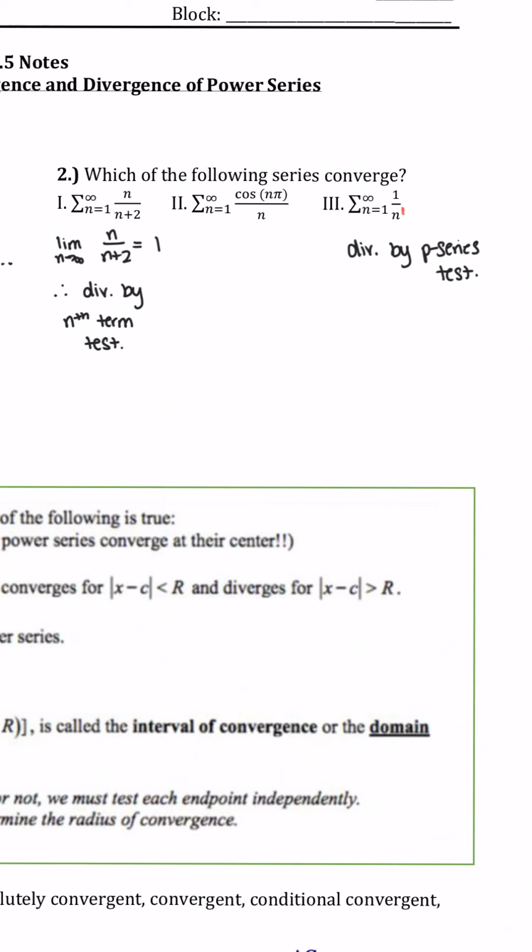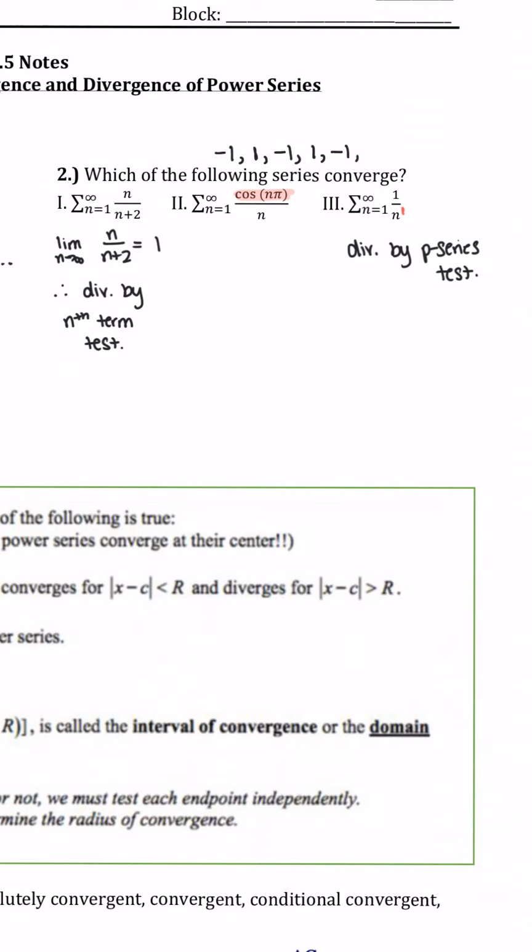So I have the sum from n equals 1 to infinity of cosine of n pi over n. I believe we dealt with this in our notes from 9.4. So think about what this means. If I plug in n equals 1, here I have cosine of pi, which is a negative 1. Then if I plug in 2, I'd have cosine of 2 pi, which is a positive 1. Cosine of 3 pi is a negative 1. Cosine of 4 pi is a 1.